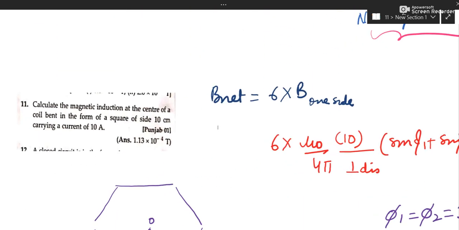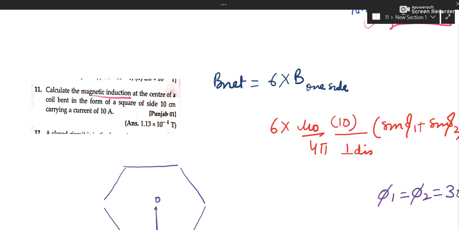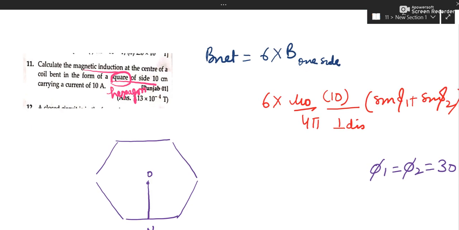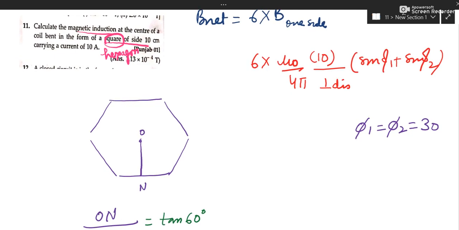So getting to the next question, we have to find out magnetic induction. So yes, magnetic induction is another name for B, the magnetic field, at the center of a coil bent in the form of a square of side 10 centimeter. In the form of a square we have just done, so let it be a hexagon. So we have taken a hexagon, in place of the square question we did just now.